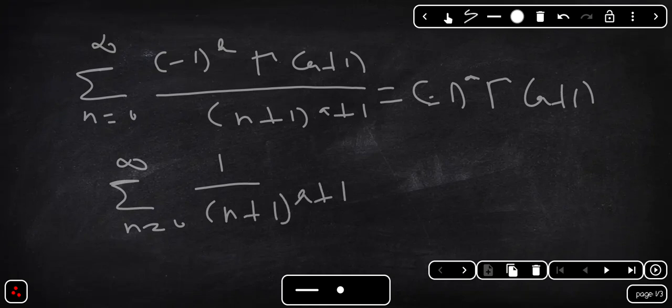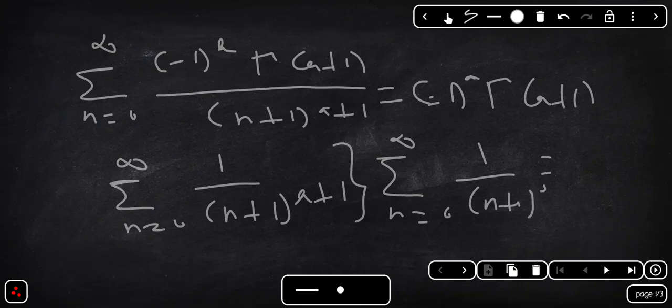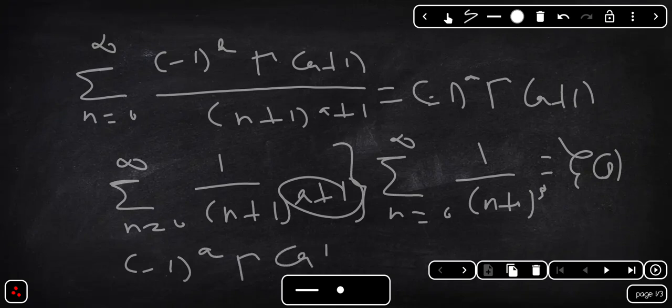Now, we know this sum is very unique. How? Because the sum of n from 0 to infinity of 1 over n plus 1 raised to the power of s is equal to zeta of s. All right, so this definitely will be zeta of a plus 1. So I'm going to have minus 1 raised to the power of a multiplied by gamma of a plus 1 multiplied by zeta of a plus 1.